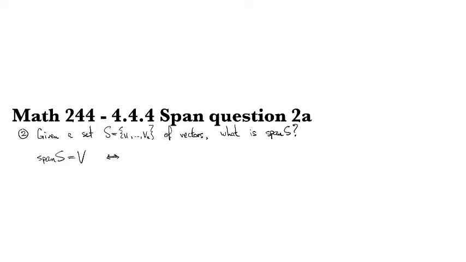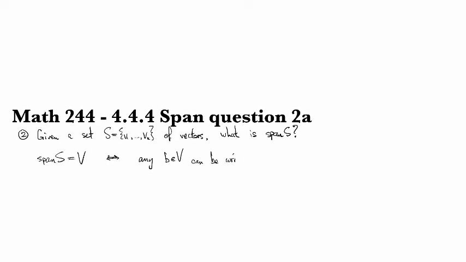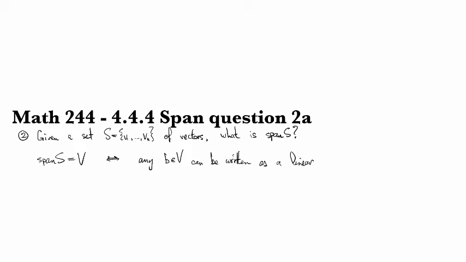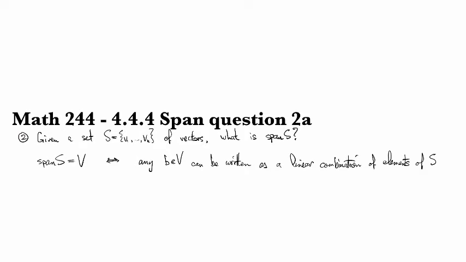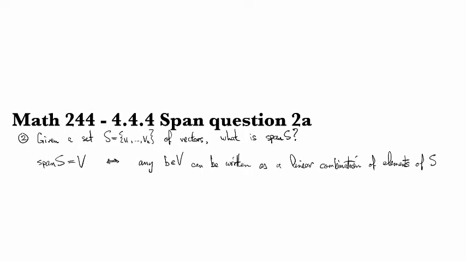This is equivalent to the idea that any element of V can be written as a linear combination of elements of S. So in some sense, S is a sufficient toolkit to be able to build anything.